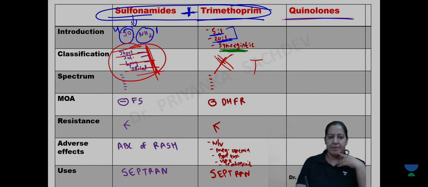Coming on the spectrum, both are broad spectrum, right? What is the mechanism of action? They both block one enzyme.